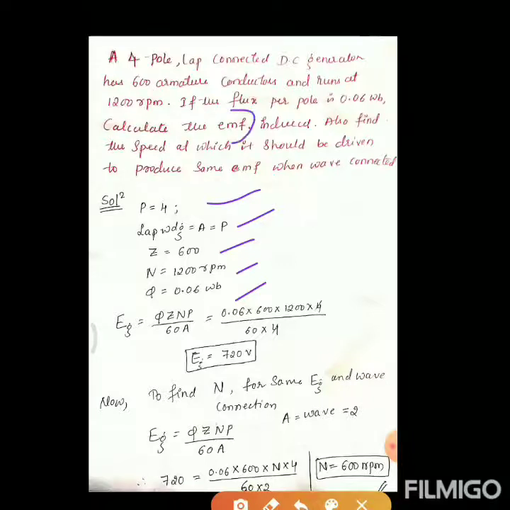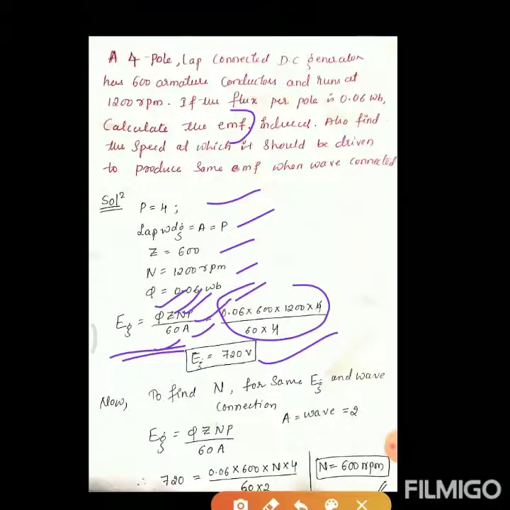Okay, so EMF. We know the induced EMF formula for a DC generator is E = φZNP/60A. Substitute the values: the flux φ, the conductors Z, the speed N, and the poles P are given. 60 is a constant term, and A is also given. Substitute all the values and we get the voltage.